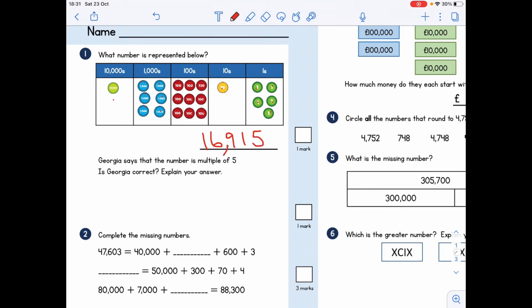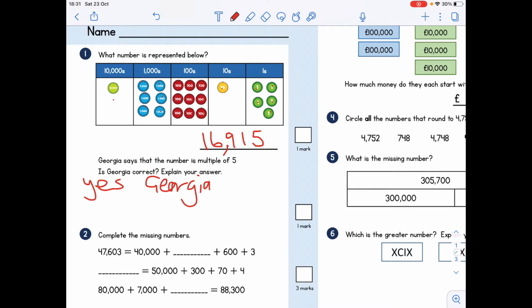So the number is 16,915. Georgia says that the number is a multiple of 5. Is Georgia correct? Explain your answer. So yes, Georgia is correct.